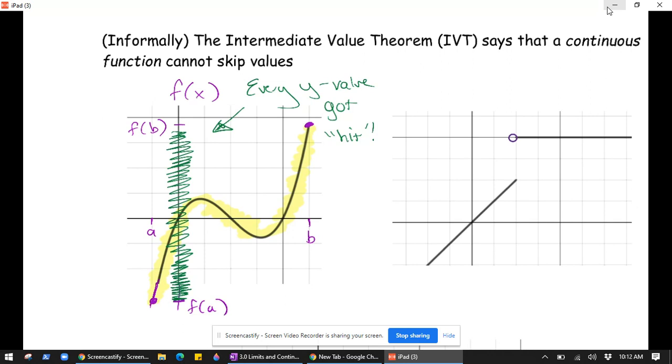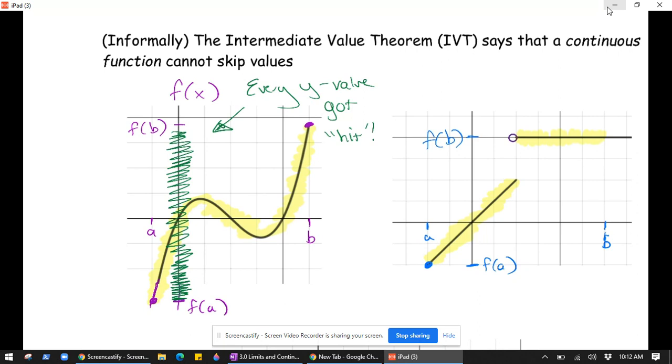When your function's not continuous, that's not guaranteed. As we can see in this example, let's say this is a, so that this value here is f of a. And let's just say here that's b, so that means that this y value here is f of b. Okay, so we start tracing the graph. We start here. We start tracing it from a to b. There's a jump, so I have to lift my pen, and we end here.